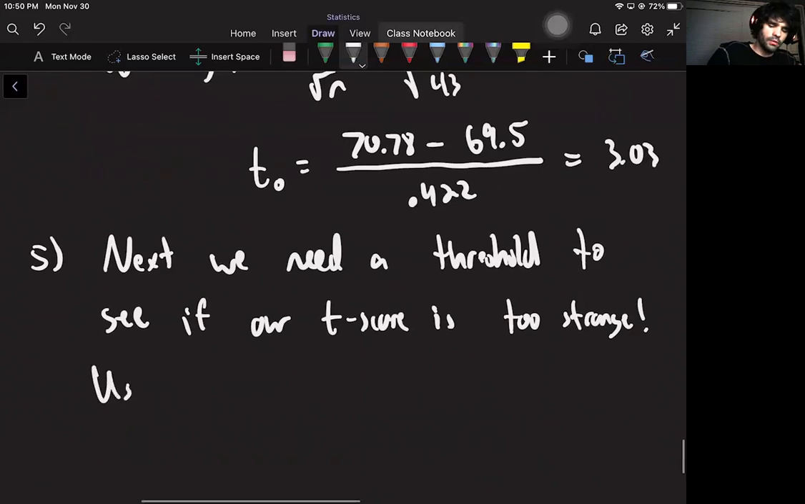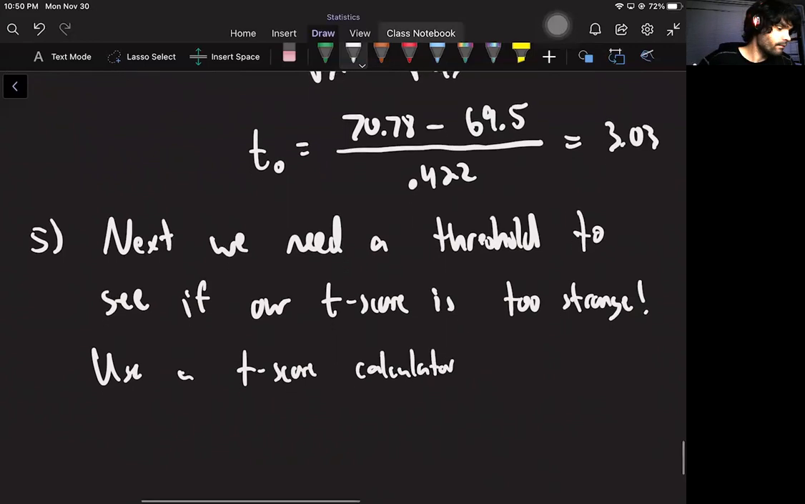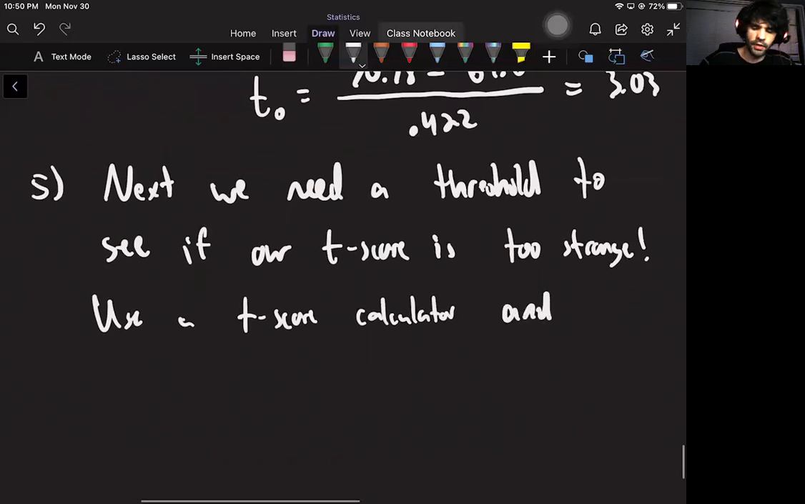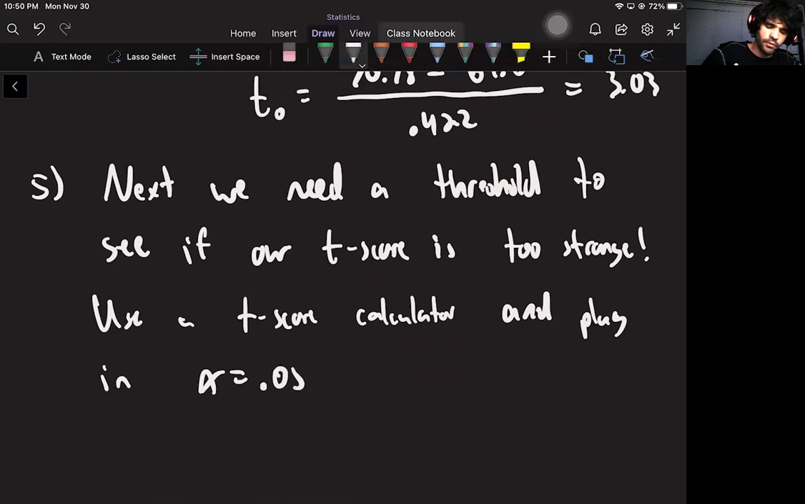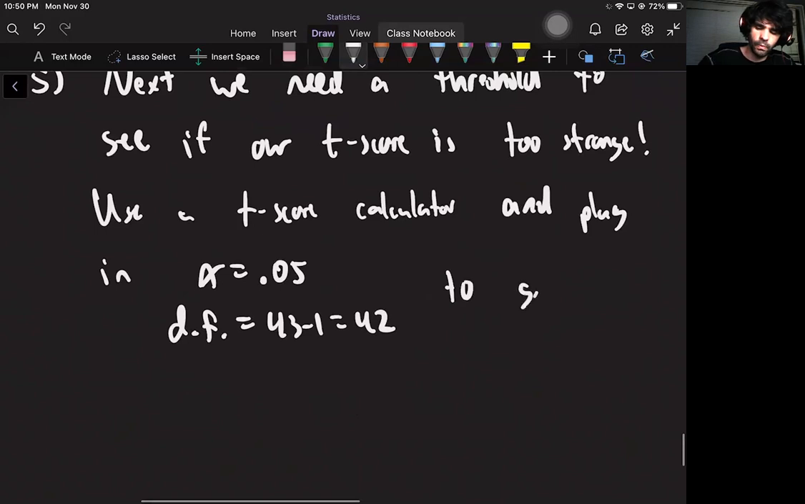So all we got to do is use a t-score calculator. And in that t-score calculator I gave online on Moodle, I can plug in this significance level, which was 0.05, and the degrees of freedom, which is always 1 less than the sample size, so 42. And it'll tell us something.